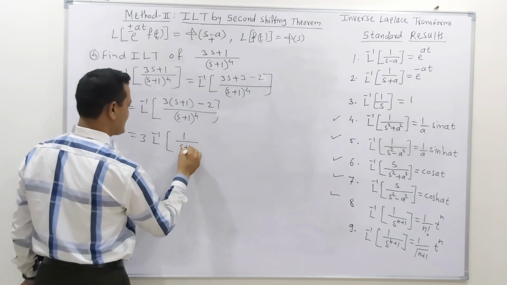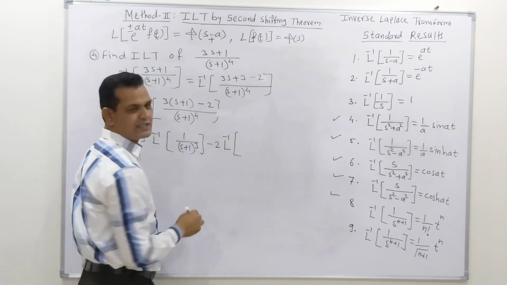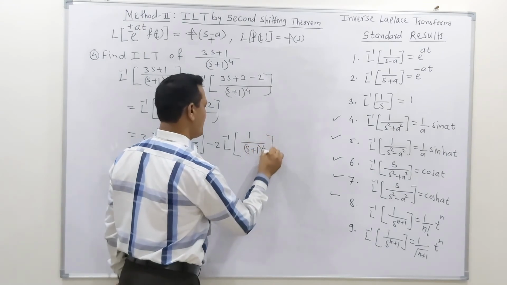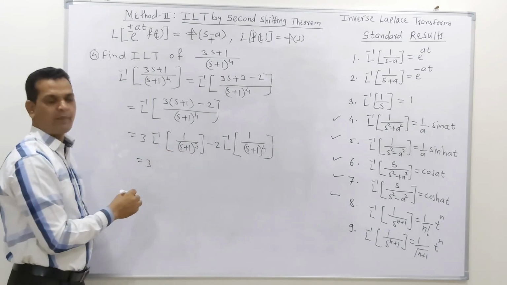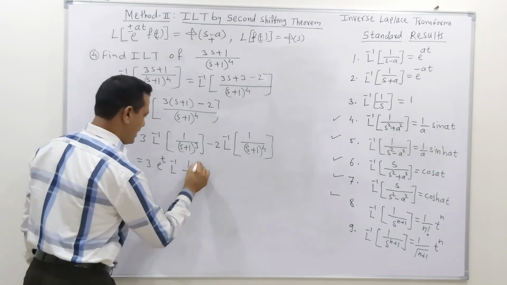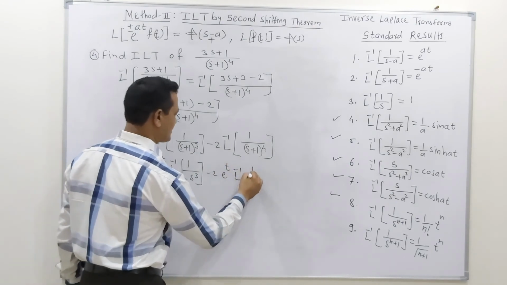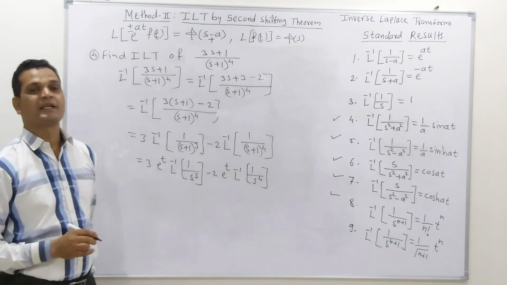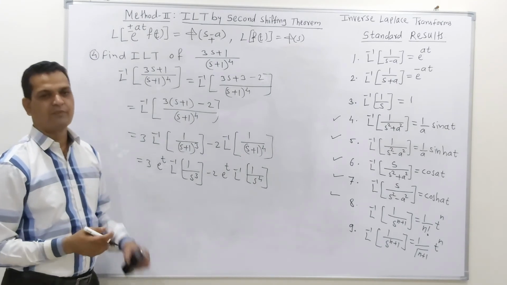This is 1 upon s plus 1 whole cube, minus 2 is constant outside the inverse Laplace transformation, and this is 1 upon s plus 1 raised to 4. So we get this as 3 into, since 1 is added to the parameter s, e raised to t into inverse Laplace transformation of 1 upon s cube, then minus 2 e raised to t inverse Laplace transformation of 1 upon s raised to 4. So we can easily apply the concept of second shifting theorem whenever some constant is either added to the parameter s or subtracted from the parameter s.